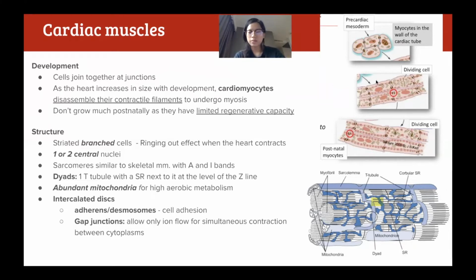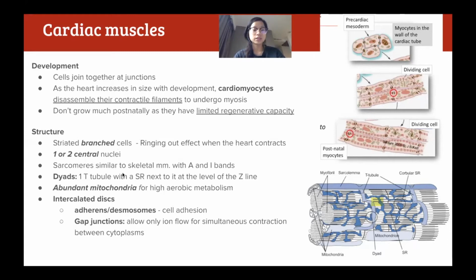For the structure, they're also striated, but they're branched. The reason they're branched, and you'll learn this later, is that the heart is made of muscle, and you want your heart to contract at once to beat and push your blood around. By being branched, it allows the depolarization to spread between cells much faster. They have one or two central nuclei. Skeletal muscles are multinucleated and on the periphery, but for cardiac muscle, there are one or two in the center.